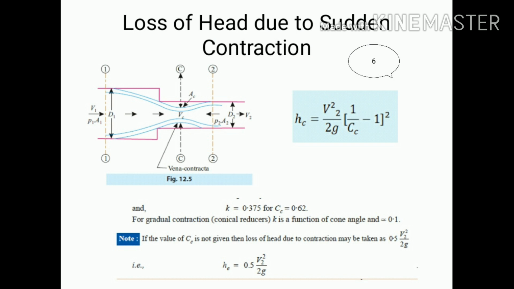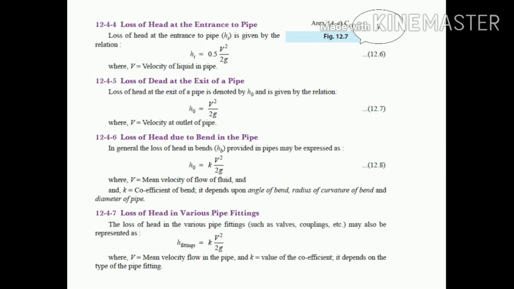If you put the value of Cc as 0.62, then we will get the final formula as hc is equal to 0.5 v2 square upon 2g. So this is a very simple formula. For enlargement, we have (v1 minus v2) bracket square upon 2g, and for hc, 0.5 v2 square upon 2g. Then lastly, these are all formulas I have collected here. Loss of head at the entrance of the pipe, same formula. Here I have not mentioned whether it's v2 or v1, because at the entrance of the pipe, whatever the notation is at that place, we have to use that velocity.